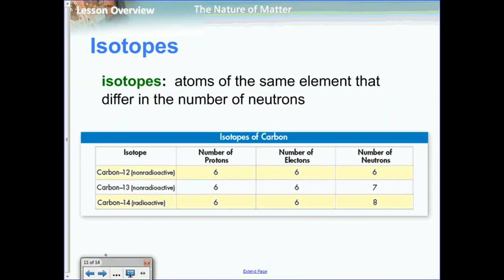Whereas all elements have the same number of protons, sometimes atoms can have different numbers of neutrons. When an atom has different numbers of neutrons, we call those isotopes. So when we look here, here's 3 isotopes of the element carbon. They all have the same number of protons. You can see that. But when I look over here at neutrons, you can see that they have different numbers of neutrons. The first isotope has 6 neutrons, the next one has 7 neutrons, and the third one has 8 neutrons.